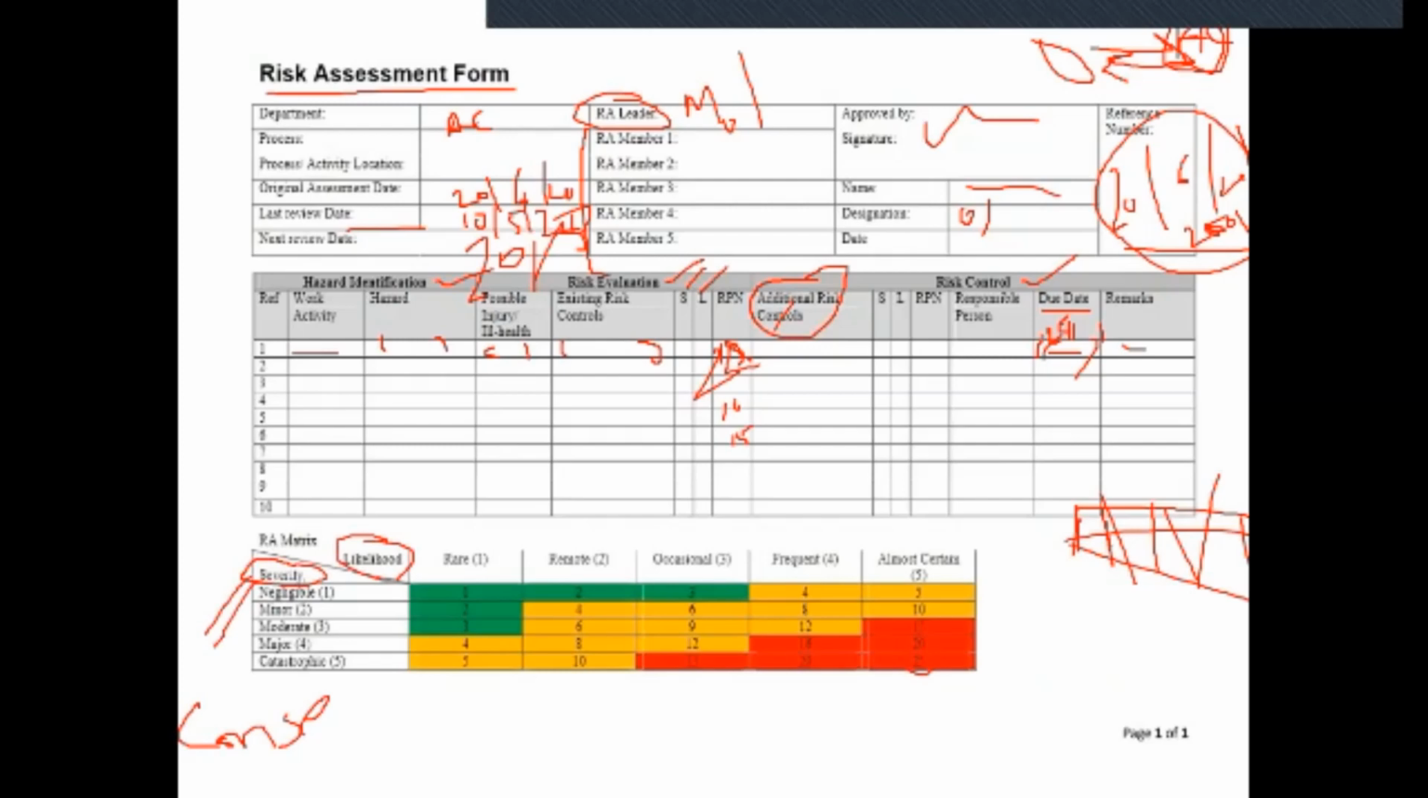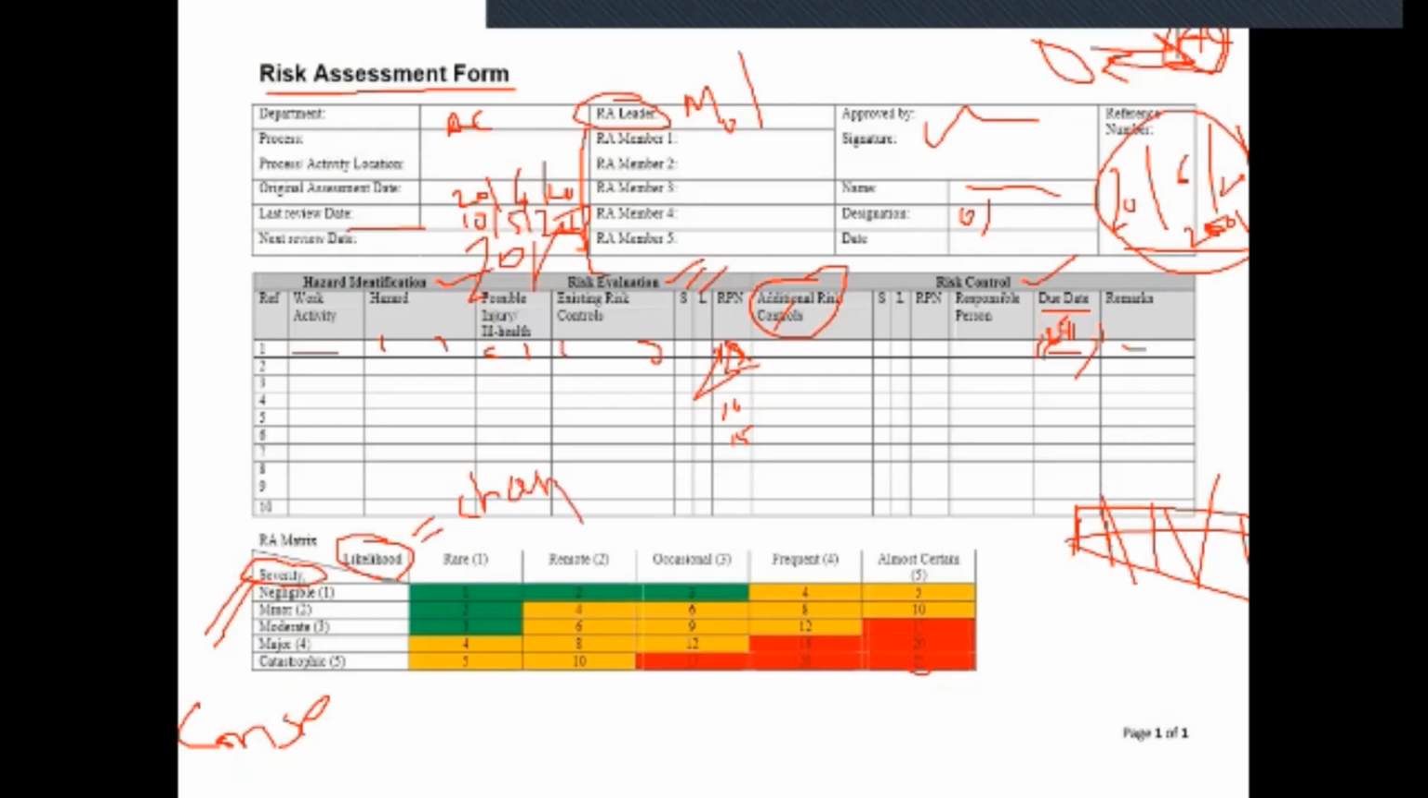Likelihood means chances. For example, for a cut finger, how many chances are there? This is known as the likelihood. Severity is how serious it is. For example, only a cut finger, or in the case of the entire body, or maybe the entire hand may be cut. That is severity, seriousness, danger, intensity. Likelihood equals chances, meaning how many times it is happening.